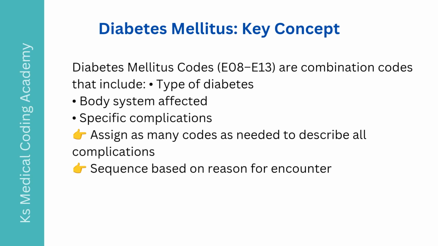Diabetes mellitus overview. Diabetes mellitus codes are combination codes. Each code identifies three things together: the type of diabetes, the body system affected, and any associated complications. You may assign multiple diabetes codes if needed to describe all complications, and sequencing is based on the reason for the encounter.